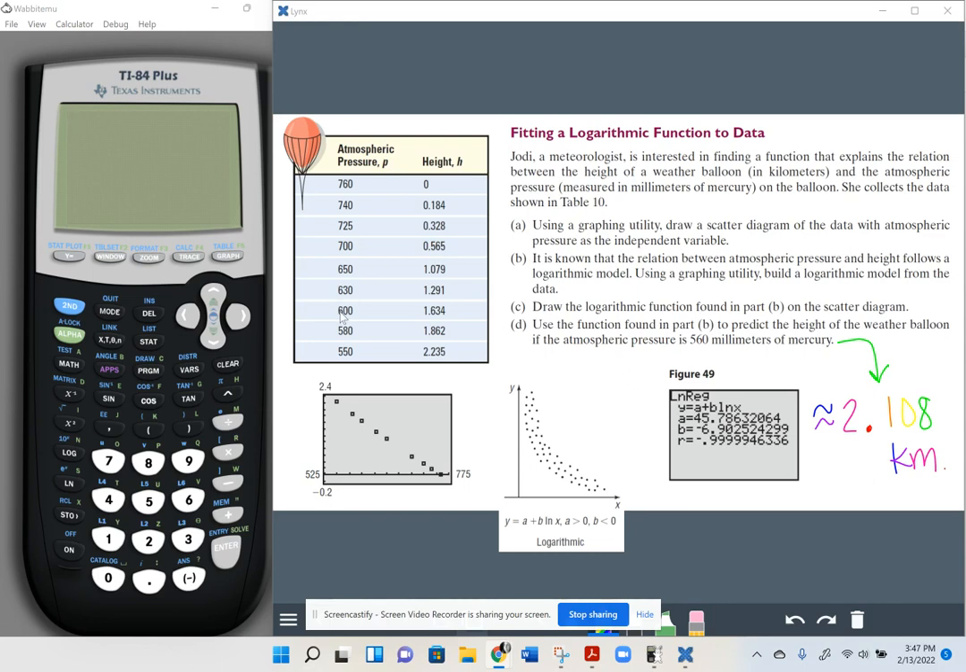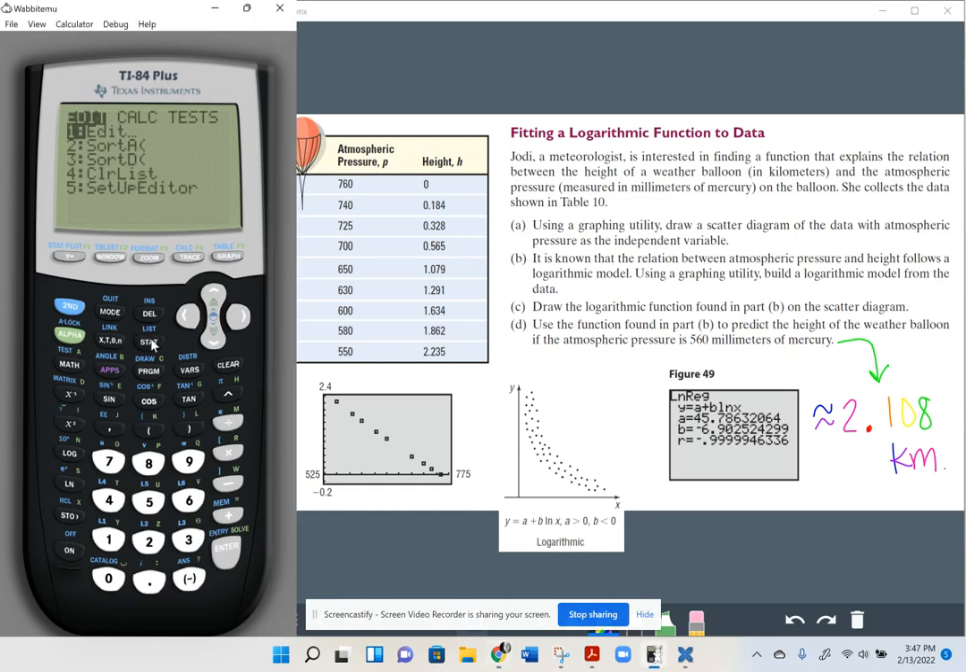So the atmospheric pressure is going to be our L1. Again, I've already entered that in. Also, fun fact, if you want to clear a list, you go all the way up to the list name, L1, L2, L3, you hit clear and then enter, and it'll eliminate all the stuff from that list. So I have all of my X values listed, and then I have all of my Y values listed, and I've double checked them because if you get your numbers wrong, your whole data set is a little skewed.